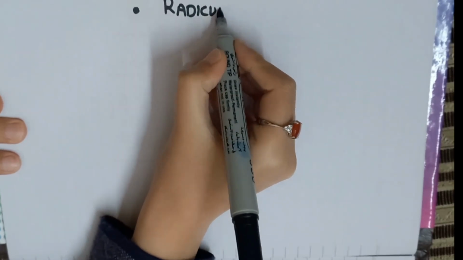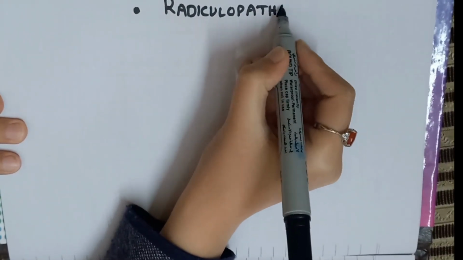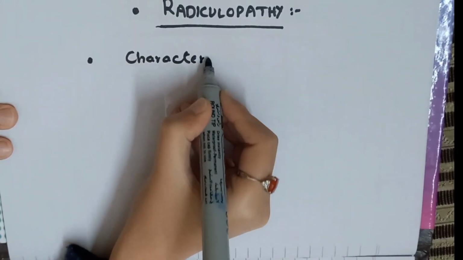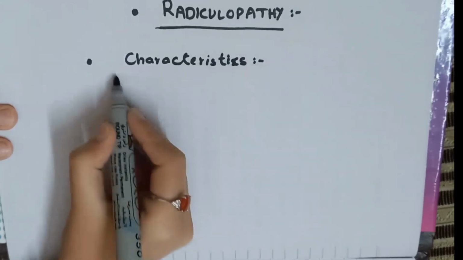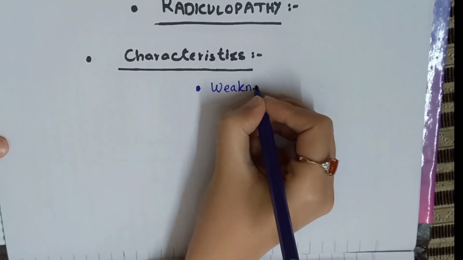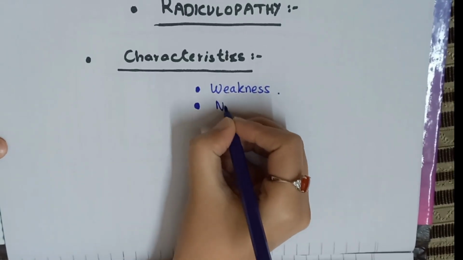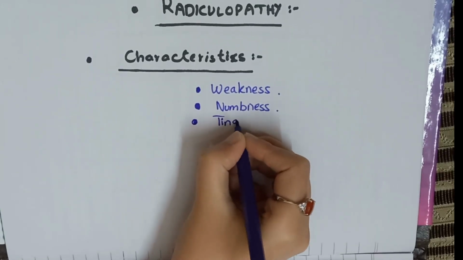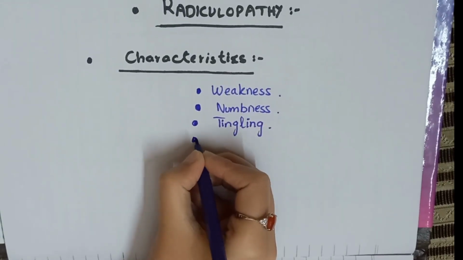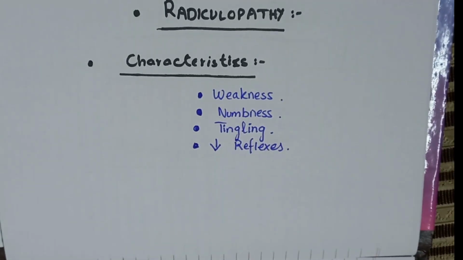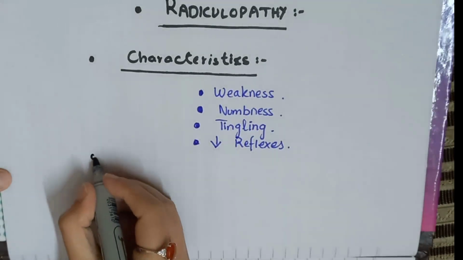Moving towards the last one, that is radiculopathy. We'll talk about the characteristics of radiculopathy plus pathophysiology of radiculopathy. Talking about the characteristics of radiculopathy, that include weakness, numbness, tingling, decreased reflexes. So these are the 4 characteristics of the radiculopathy.